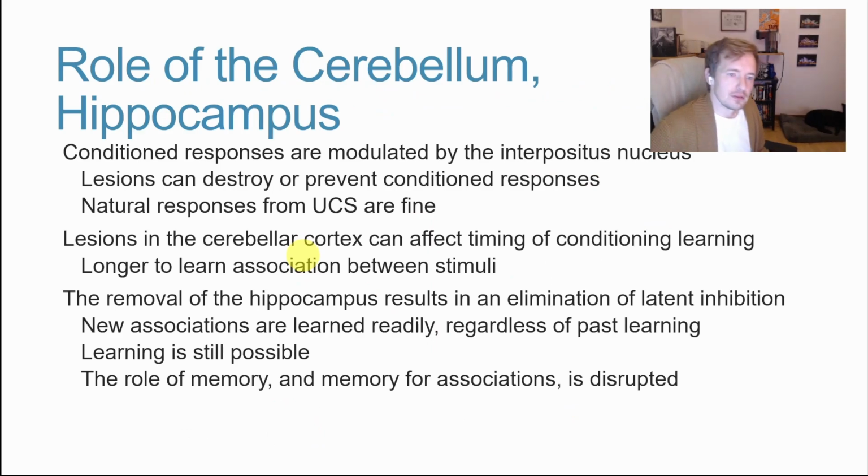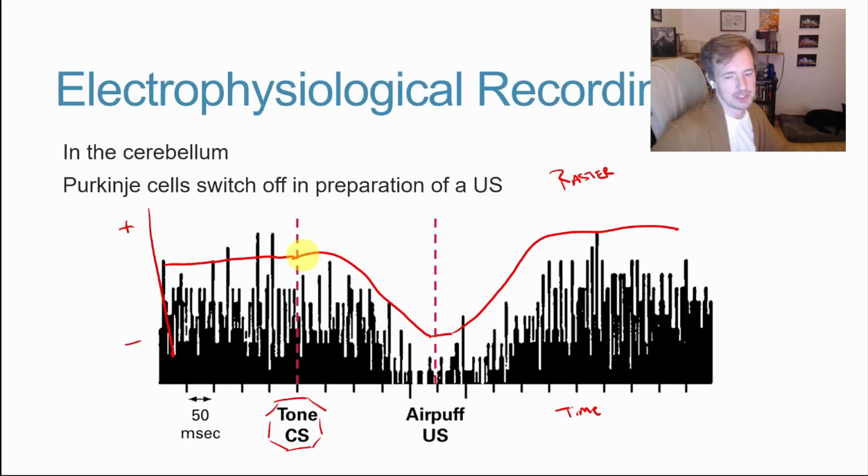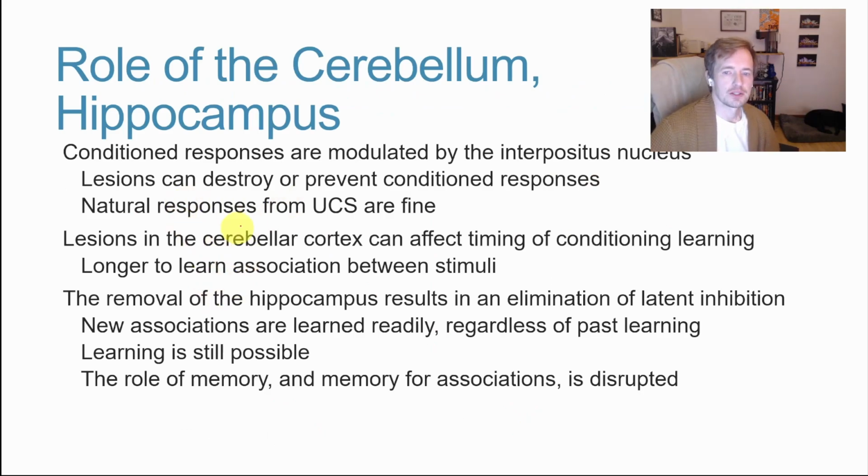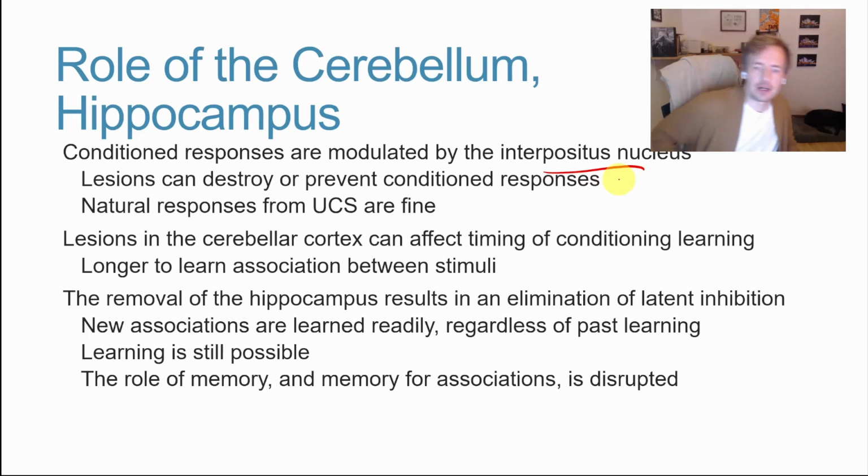So conditioned responses, like what we would see here, let's say that closing your eyes would be the conditioned response of having an air puff blown in it over and over and over again. So this conditioned response is modulated by another structure as well, and that's the interpositus nucleus. The interpositus nucleus actually doesn't come up that much.